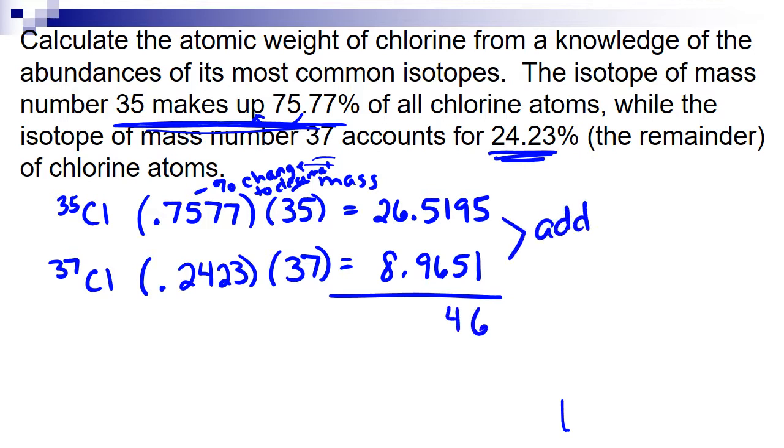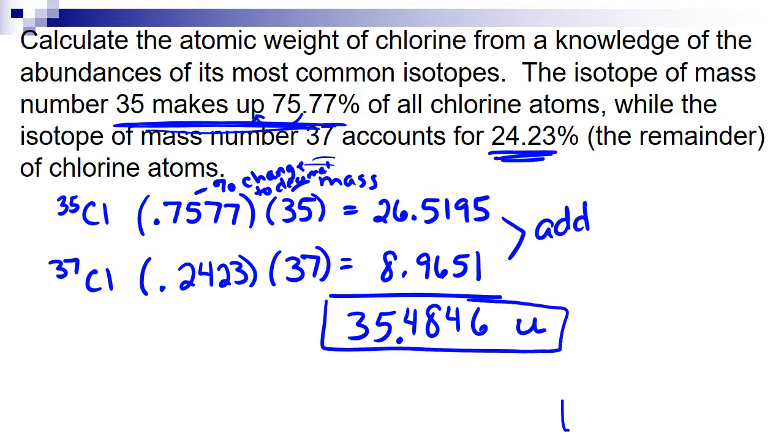So 6, 14, that's 8, that's another 14, 5, 3. Put my decimal in. Now here we're looking at the average mass of one atom. So our units are going to be AMUs or just U. There we go. There's our answer. So once you add them together, that's your final answer.